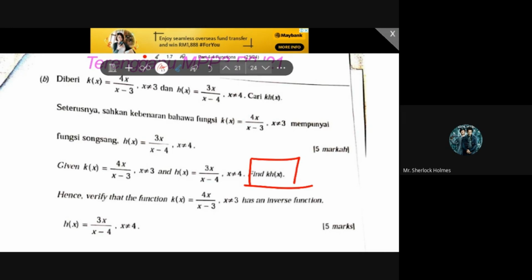First find your KHX. What is KHX? If siapa boleh faham soalan ni betul-betul tahu, kamu tak perlu tunjuk working pun. Kamu boleh terus jawab soalan saya. KHX itu apa? Kalau kamu baca semua dari atas ke bawah. Kalau kamu betul-betul faham konsep fungsi songsang dan fungsi gubahan, you can tell the answer without any working. Kamu boleh tahu jawapan dia tanpa buat working pun.